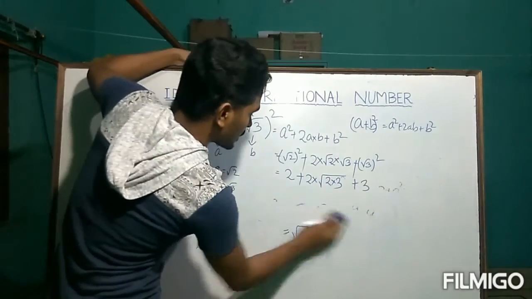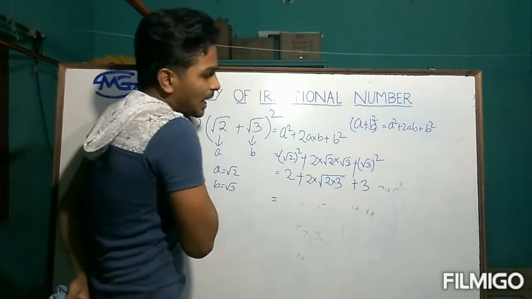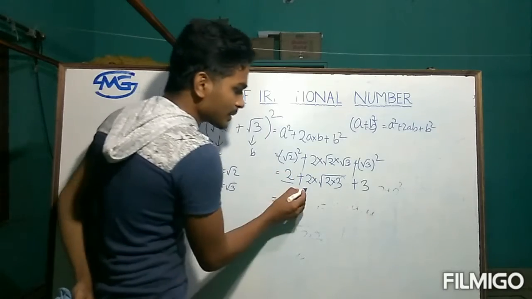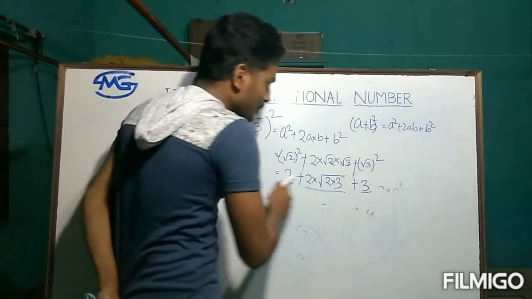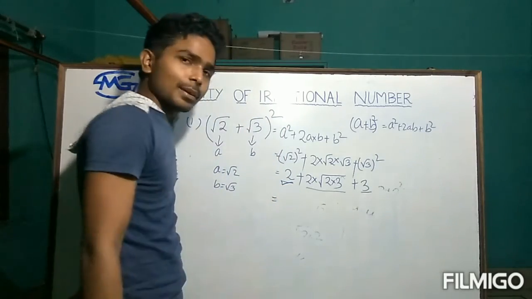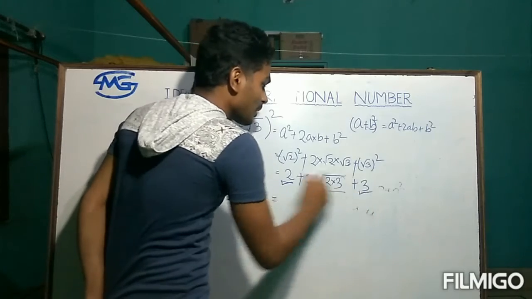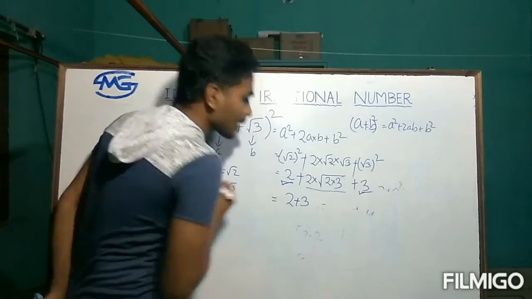Then the next step is here. See, how many terms are there? There are 3 terms: this is the first term, this is the second term, and this is the third term. Out of these 3 terms, we have rational numbers in 2 terms. See, 2 is a rational number, 3 is a rational number. So these 2 rational numbers should come closer. We will write 2 plus 3.